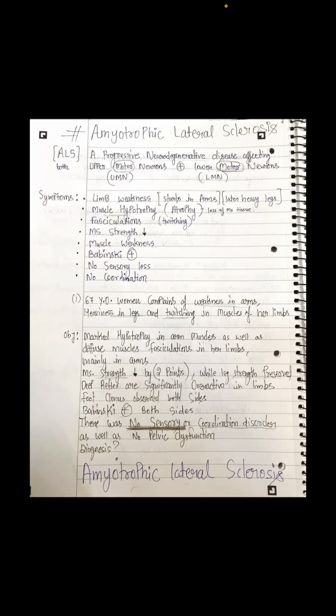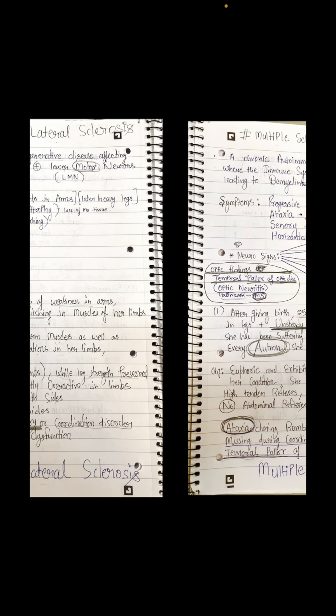Let's read the case: a 67-year-old woman complains of weakness in the arm, heaviness in the legs, twitching muscles in her limbs, marked hypertrophy in the arm, and diffuse muscle fasciculation in her limbs, mainly in the arms. Muscle strength decreases. However, muscle strength decreases in all the neurodegenerative disorders. Babinski is positive. The main thing I highlighted in the question is that there is no sensory or coordination disorder detected. So this is lateral sclerosis. Remember the case, take a screenshot, and let's go next.